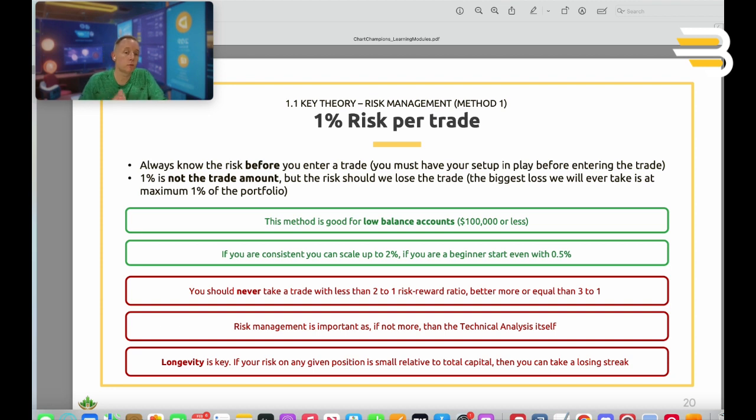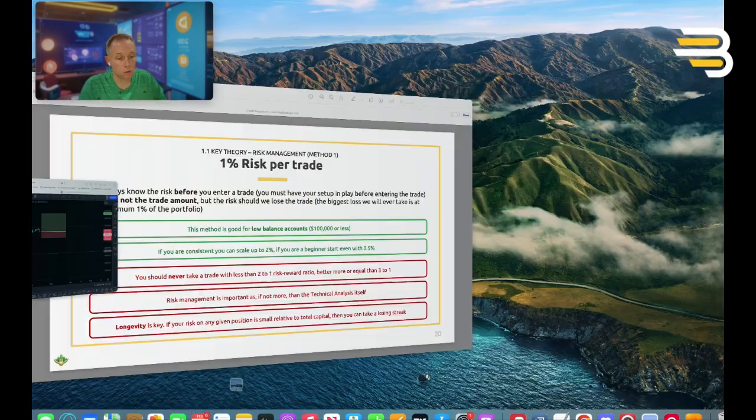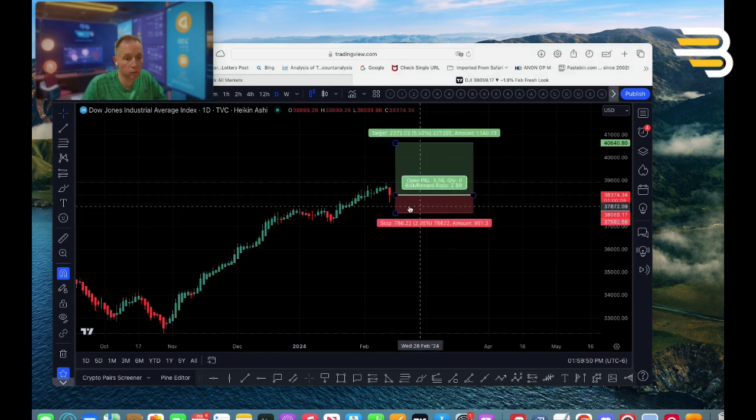This method is good for low balance accounts, 100,000 or less. If you're consistent, you scale up to 2%. If you're a beginner, you don't even have to start with 1%. It could be 0.5%. You should never take a trade with less than a 2-to-1 risk reward ratio. Better, more like 3-to-1. I was talking about that briefly just a minute ago.